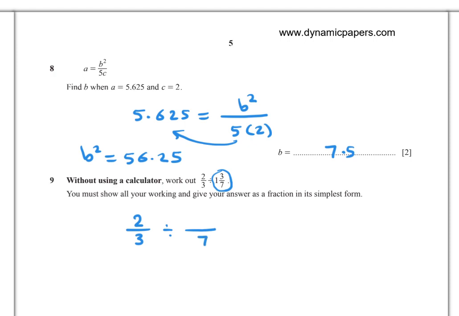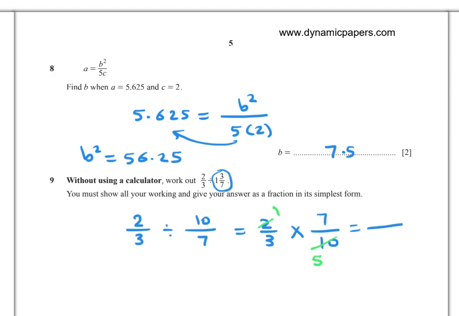So 1 times 7 equals 7, plus 3 equals 10, so 10/7. Now to divide, keep the first fraction, change divide to multiply, find the reciprocal for the second fraction, so 7/10. Now if you can simplify between 2 and 10, we can divide by 2. This one is 5. Now multiply.